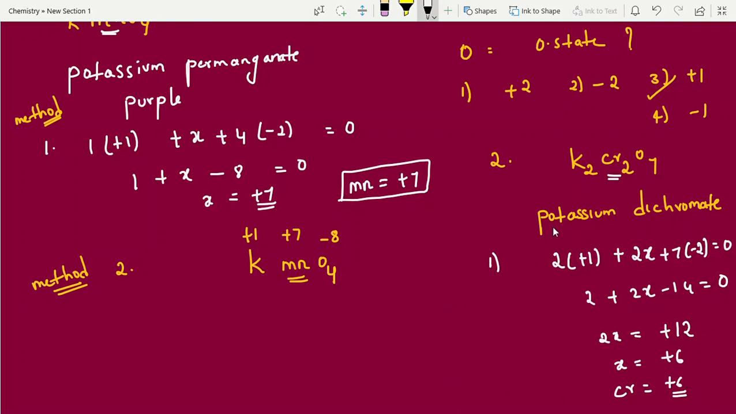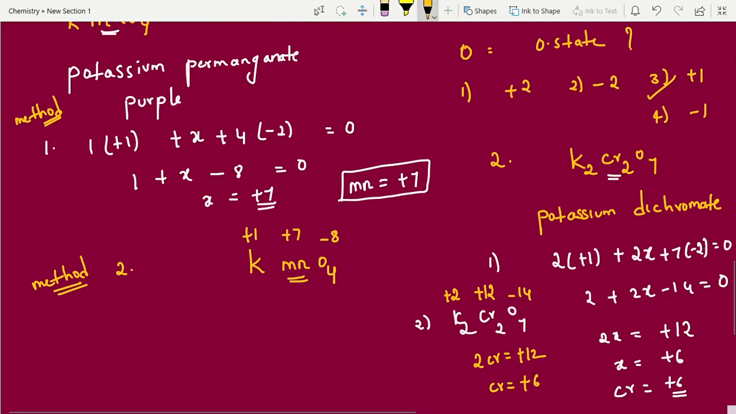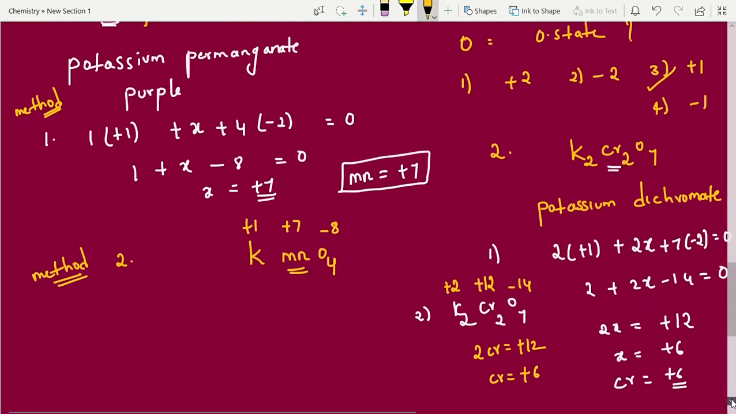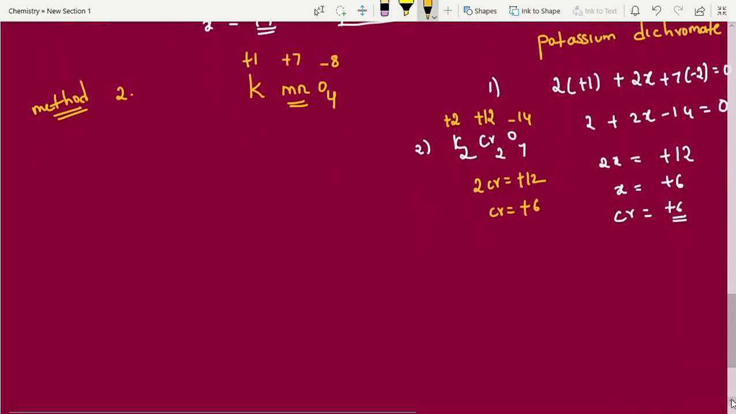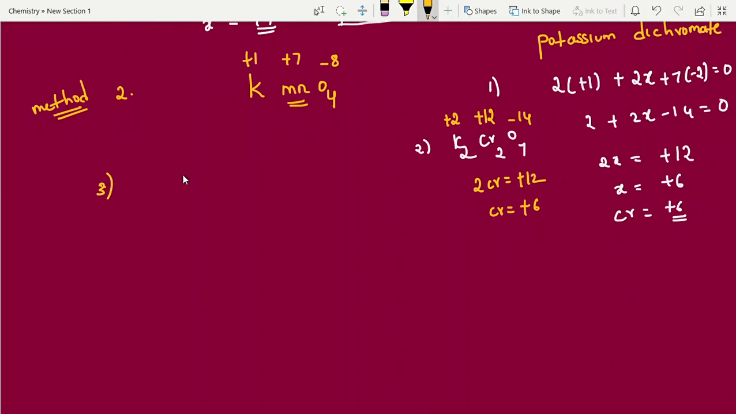Can you go for the second method? Potassium dichromate, K2Cr2O7. How many oxygens in our hand? Yes, 7 oxygens. 7 twos are 14, minus 14. This is plus 12. This is plus 2. Remaining is plus 12. 2 chromiums plus 12, each chromium plus 6. Is it clear? How easily we are working the questions if you know the rules, right? So now I will start little tricky questions, which are most important towards JEE Mains and NEET questions. Okay. And one more example.